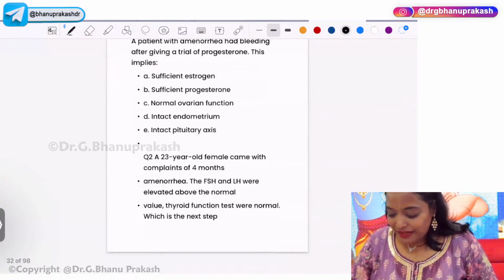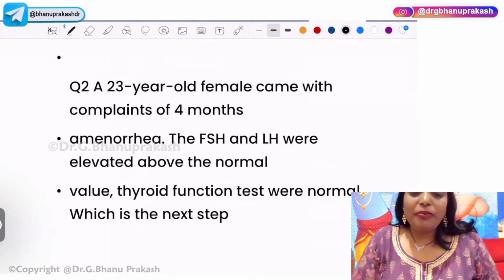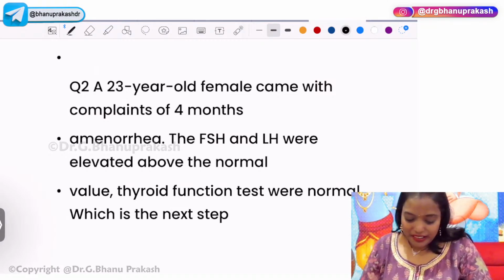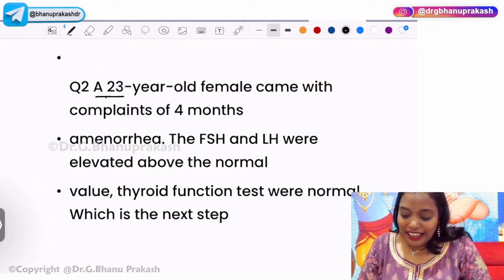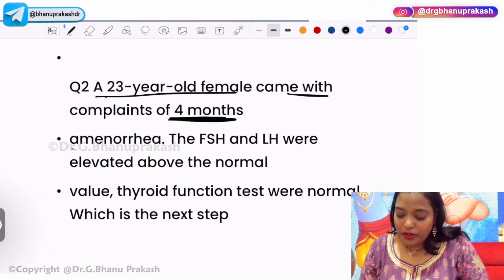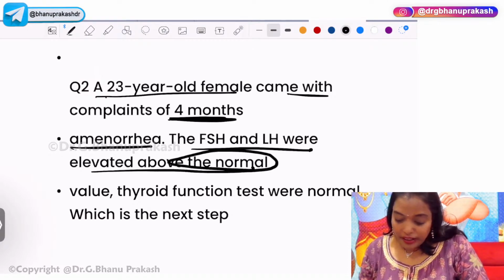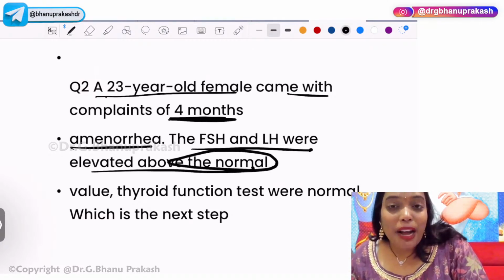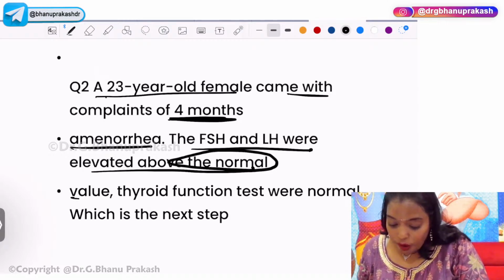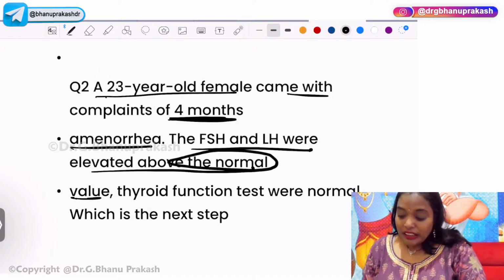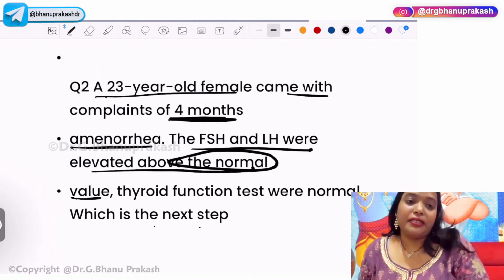Okay, answer this question. This is one of my favorite questions and it is also a PYQ, right? A 23-year-old female came with complaints of 4 months of amenorrhea. The FSH and LH were elevated above the normal. When FSH and LH are elevated above the normal, what is your diagnosis? Thyroid function tests are normal. What is the next step?